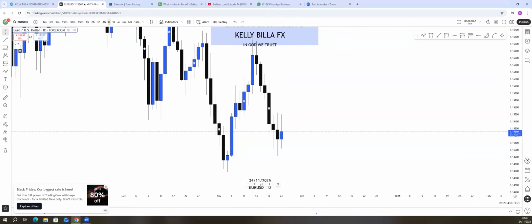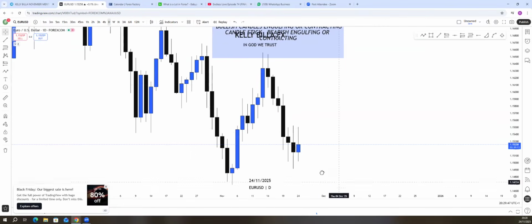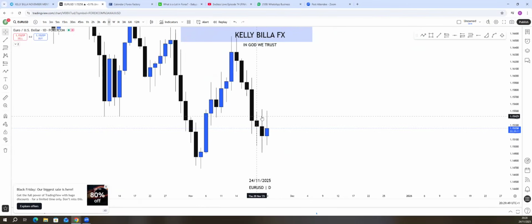Okay, that's contraction candles look like engulfing candles. If you look at this chart very well, you will see that there is a difference.